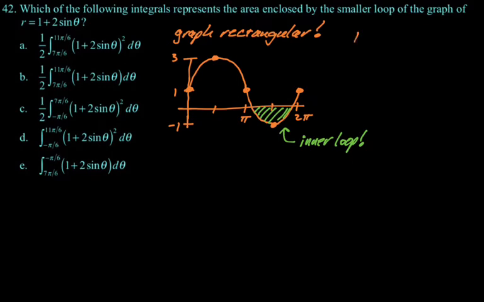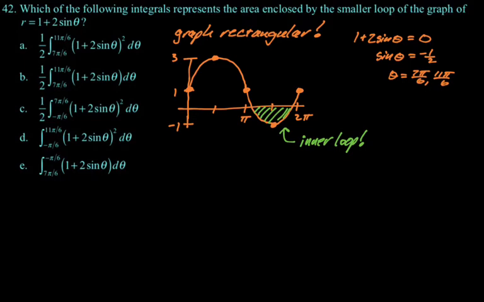I need to know those intercepts though. So 1 plus 2 sine of theta is 0. So sine of theta is -1/2, which means theta is 7 pi over 6 and 11 pi over 6. I mean, if you look at the answer choices, all of them seem to have some combo of 7 pi over 6, 11 pi over 6, maybe negative pi over 6 is sort of involved in some of them. But anyway, I know the inner loop goes from 7 pi over 6 to 11 pi over 6 now.